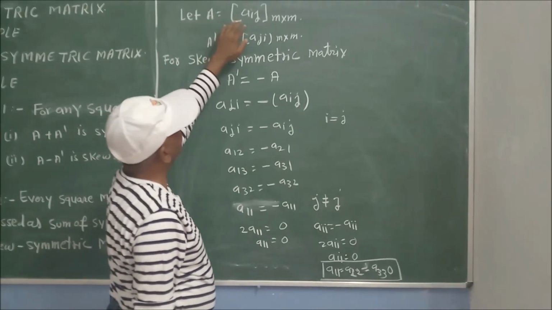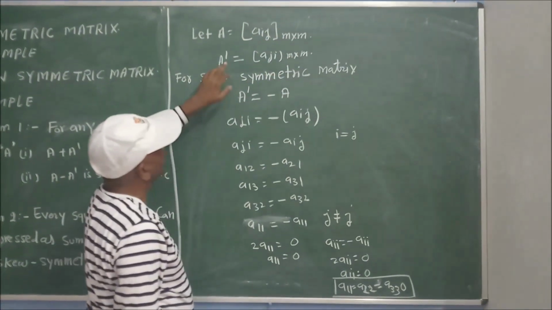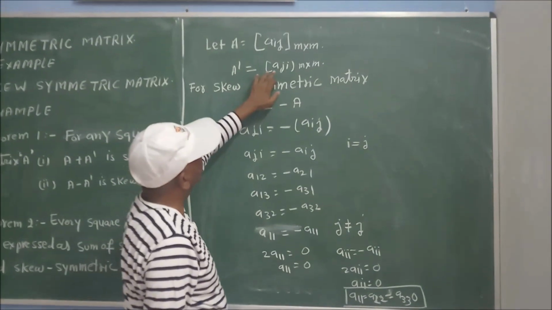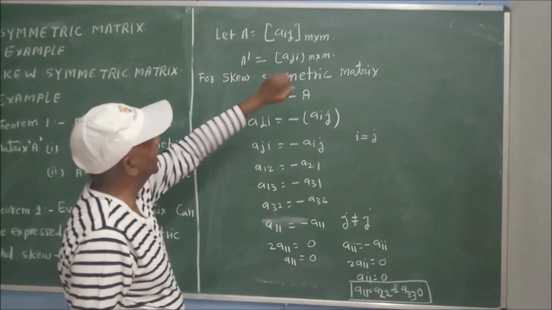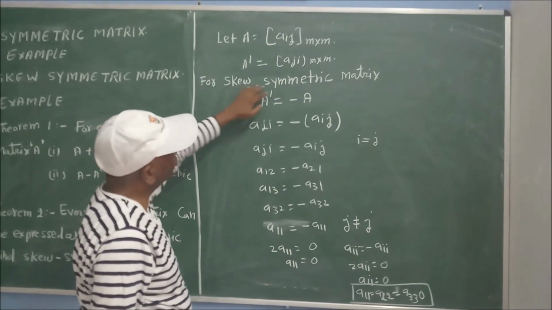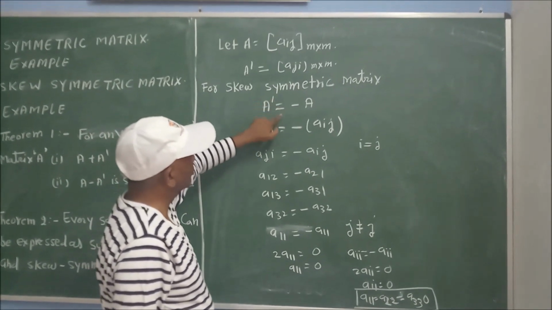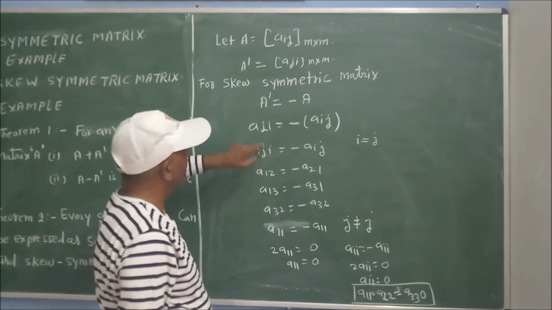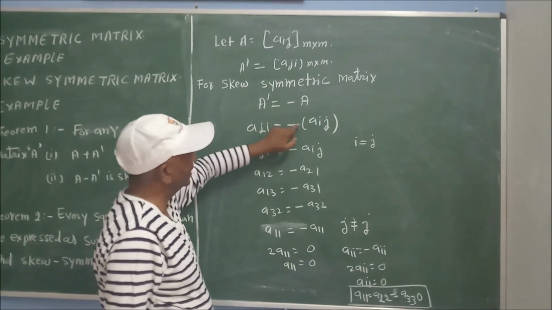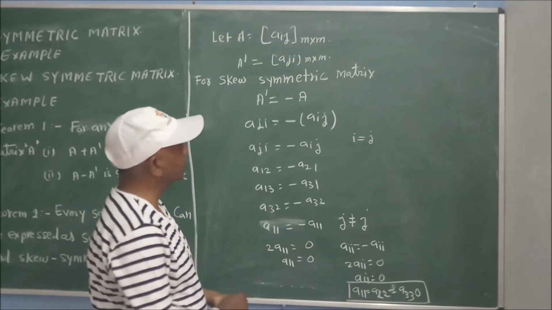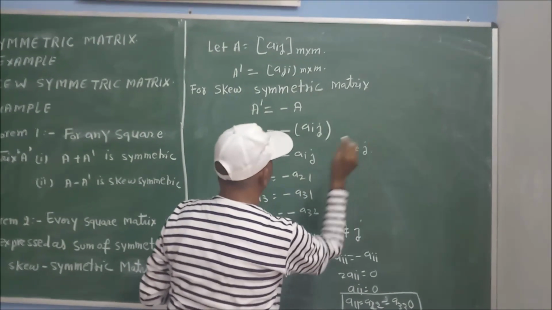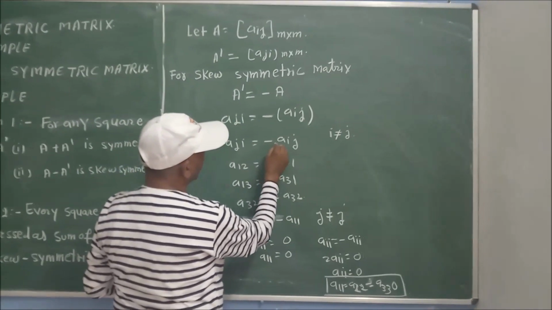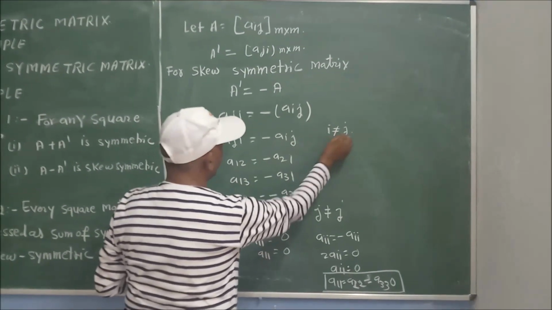Let A be the matrix [Aij] of order m cross m. A transpose is the matrix [Aji] of order m cross m. So for a skew symmetric matrix, A transpose must be equal to minus A. So Aji is equal to minus Aij. Suppose I take i not equal to j. So Aji is equal to minus Aij, where i is not equal to j.